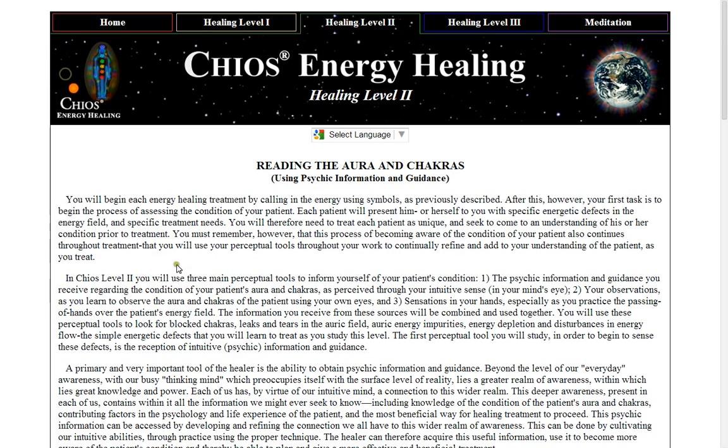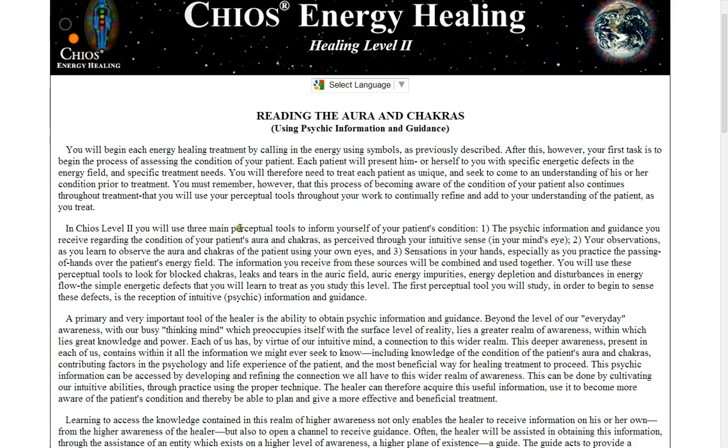Reading the aura and chakras using psychic information and guidance. You will begin each energy healing treatment by calling in the energy using symbols as previously described. After this, however, your first task is to begin the process of assessing the condition of your patient's energetic field and overall well-being. Each patient will present him or herself to you with specific energetic defects in the energy field and specific treatment needs. You will therefore need to treat each patient as unique and seek to come to an understanding of his or her condition prior to treatment.